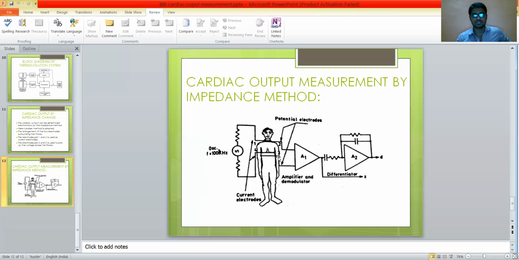This is a little revision about cardiac output measurement using direct methods. In this we have seen the indicator dilution method, the Fick method, and cardiac output measurement by the impedance method. In these three methods, we are measuring the cardiac output of a human being using different methods to enhance the accuracy.